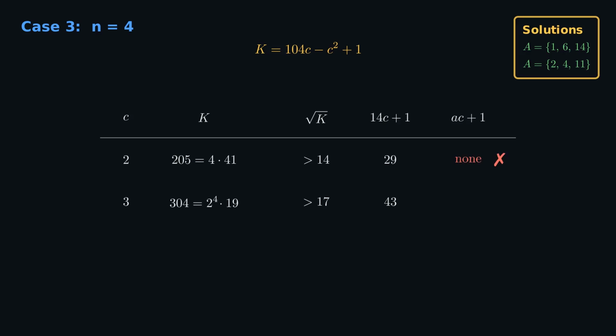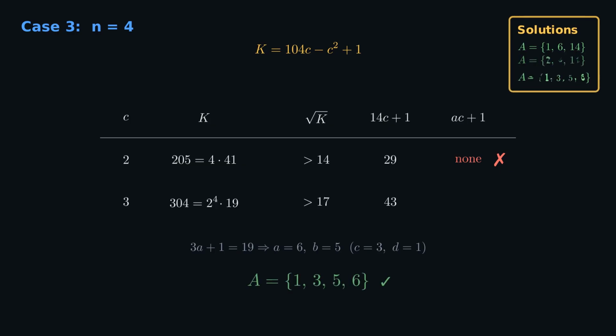So for C equals 2, for AC plus 1, we don't get any numbers in range. And for C equals 3, for AC plus 1, we do get 19, which will give us an A in range. And that'll give us our final solution, where the set A equals 1, 3, 5, 6.